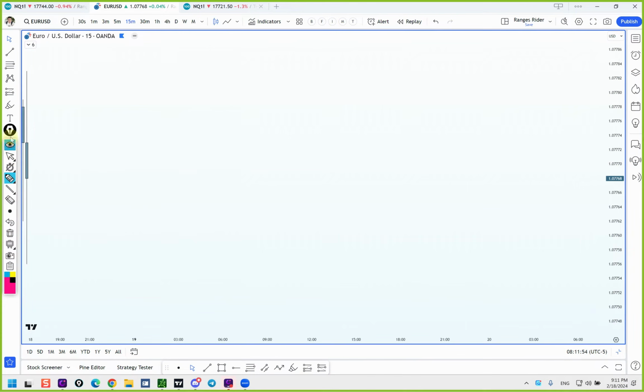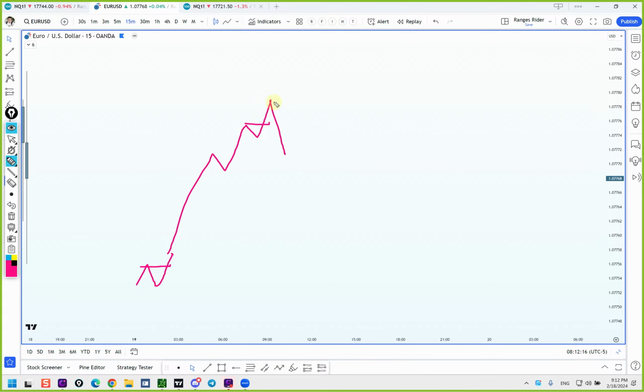Basically, first you have to understand that everything we are doing with liquidity ranges starts with the QM. The QM is what we use to mark the structure, and the structure will always start from the QM and end at the QM. Then we call this a valid structure.